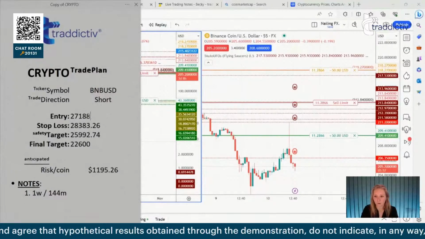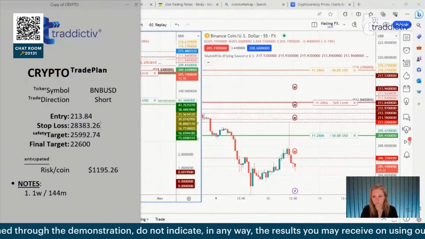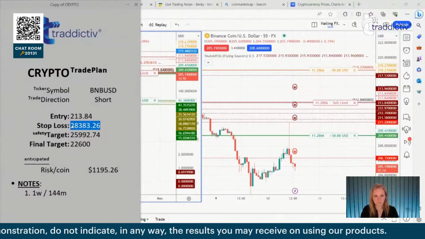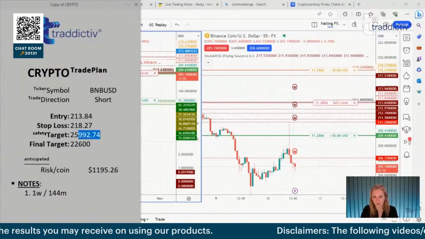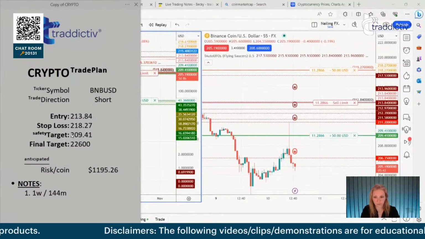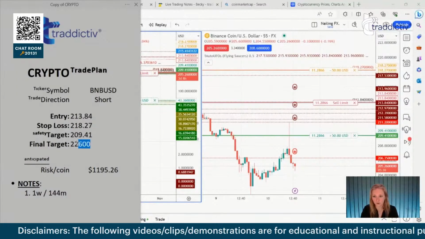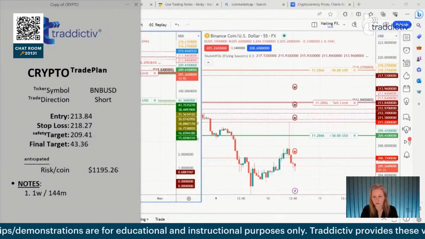We're going short, entry 213.84. Stop loss, 218.27. Safety target, 209.41. And final target, 43.36. Risk per coin.